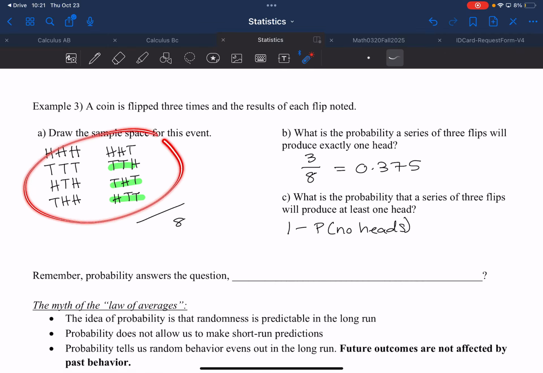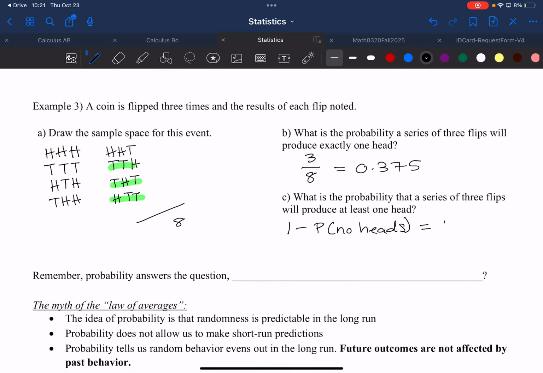How many have no heads? 1. So that means this is 1 minus 1 over 8, because only 1 out of 8 of them has no heads, which would be equal to 7 over 8, which is 0.875. So approximately 88% probability that when you flip the coins, they will produce at least one head. There's only one instance where that would not happen, and that is when you flip the coins and they're all tails.